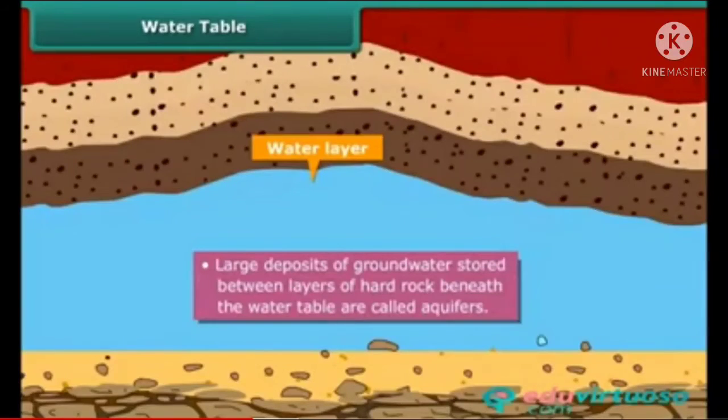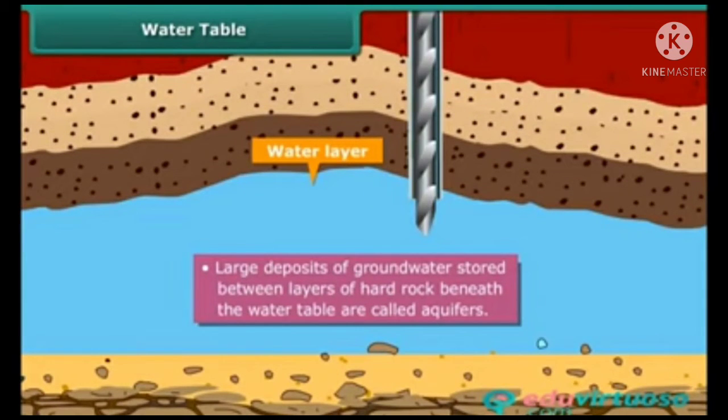Moving on to another important term related to groundwater, that is aquifer. Now let us learn what an aquifer is. Large deposits of groundwater stored between the layers of hard rock beneath the water table are known as aquifers. Water in aquifers is usually pumped out by digging wells at locations where the water table is close to the surface of the ground.